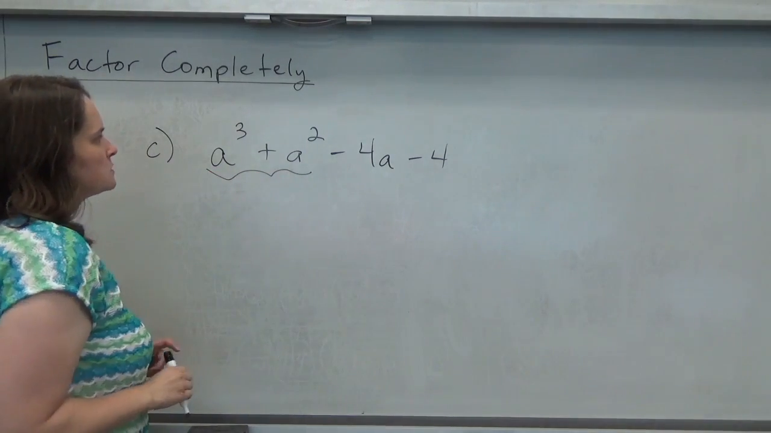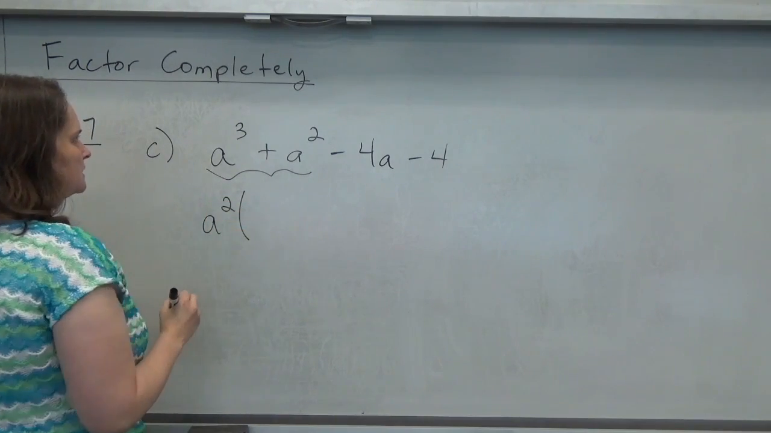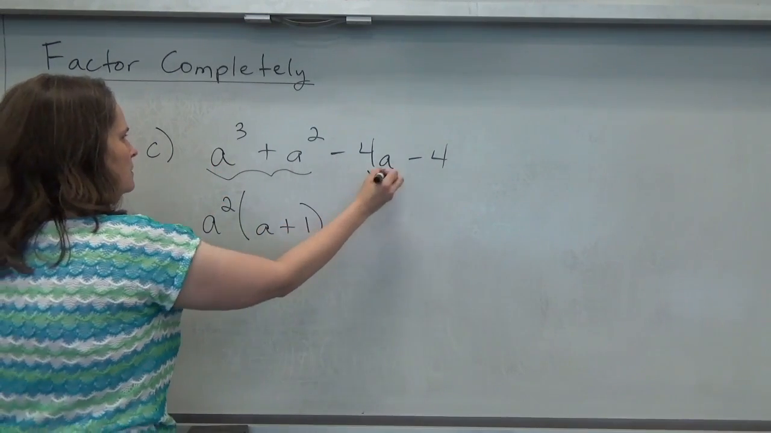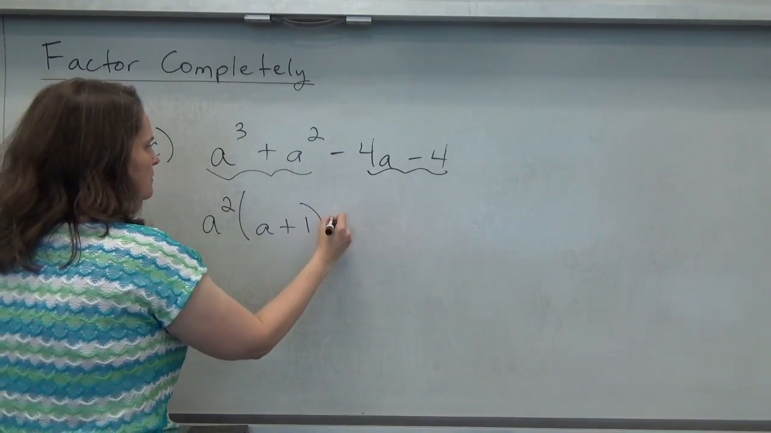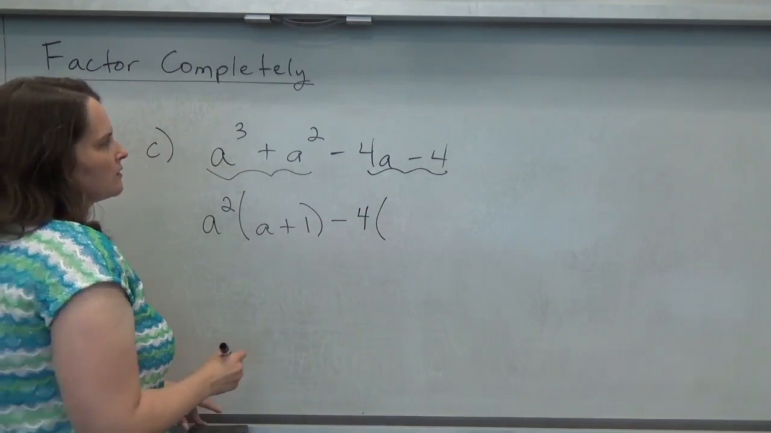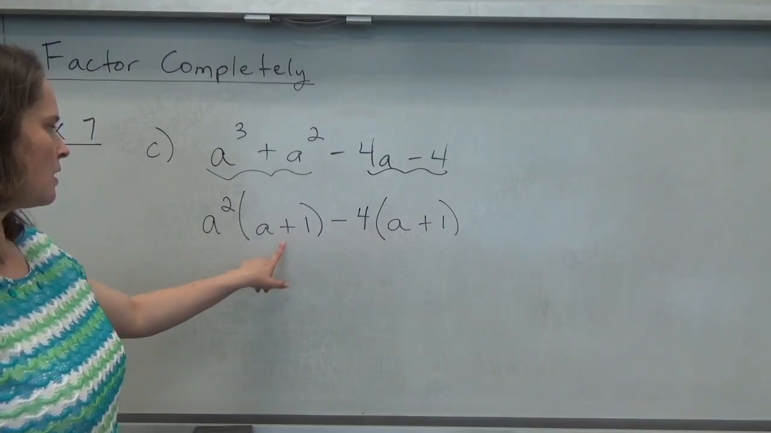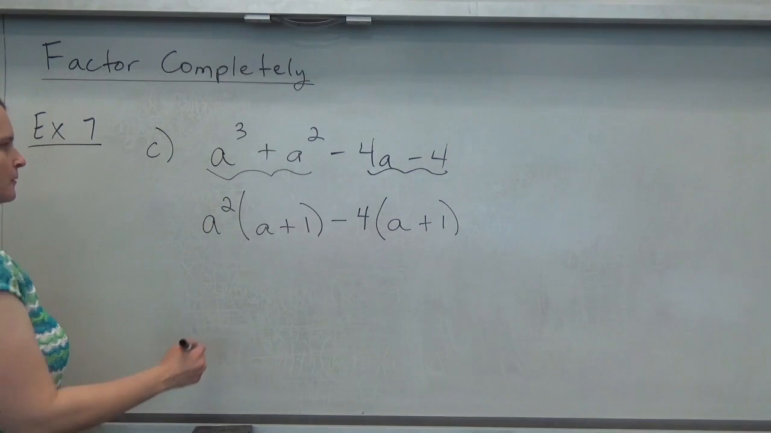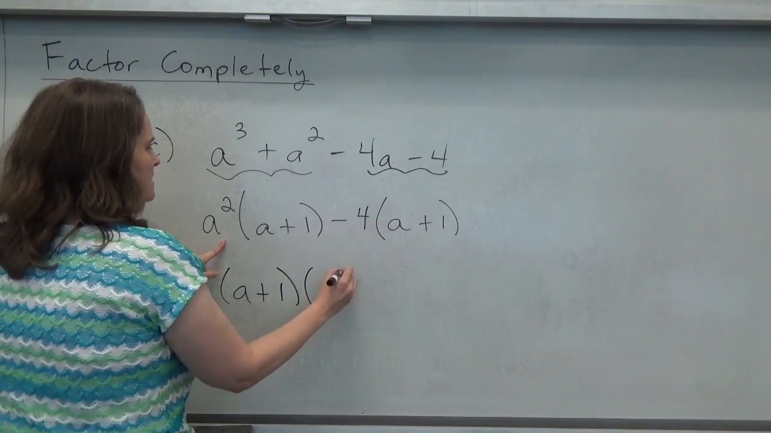Look at the first 2 terms. These share a common factor of a squared. That leaves me with a plus 1. Over here, this is a subtraction in between, so whatever comes out, we're going to factor out a negative. So we're going to say minus 4 parentheses, and we're going to factor out negative 4. That leaves a plus 1. So our factors a plus 1 and a plus 1 do match like we need them to. We could pull out the a plus 1. That leaves us with a squared minus 4.